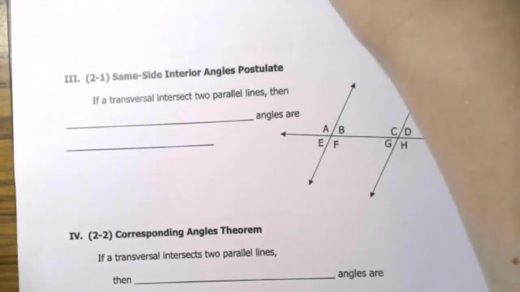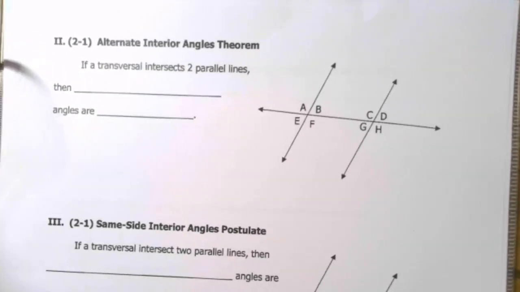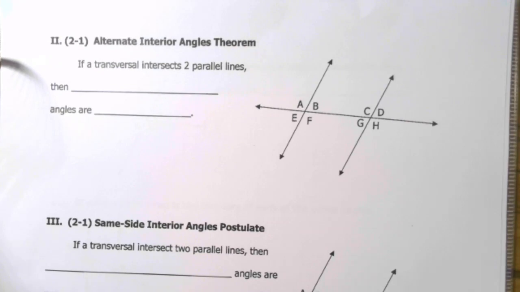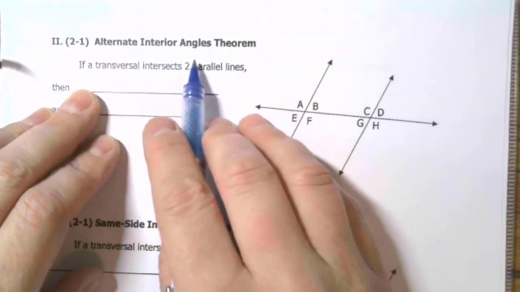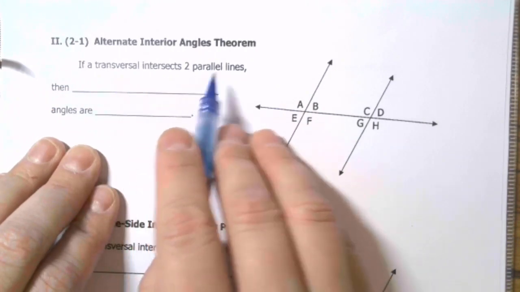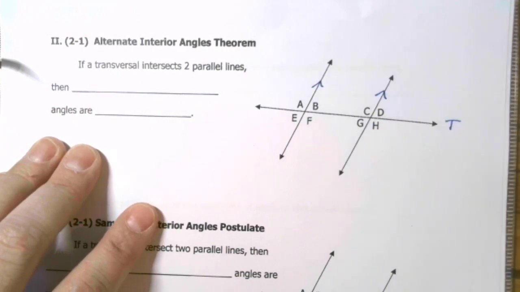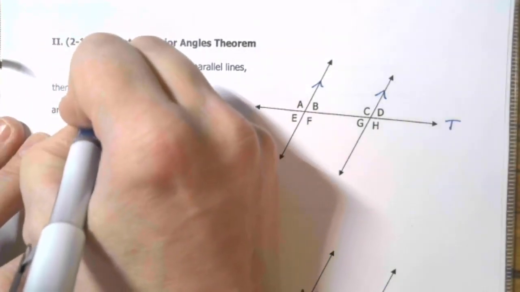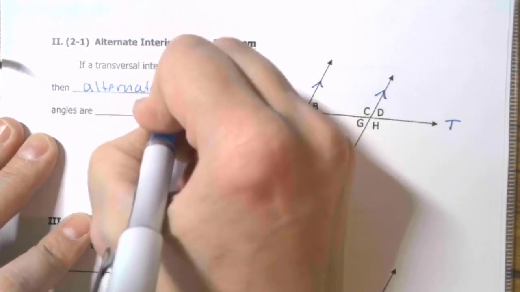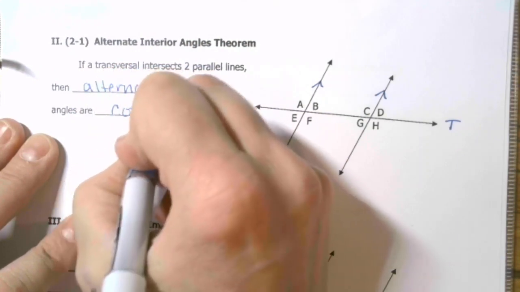All right, flip the page. The nice thing about the theorems in this section is that they all have titles, which means you don't have to write out the entire theorem. You can just write the title. Here's the first one. Alternate interior angles theorem. It says, if a transversal intersects two parallel lines. Okay, so here's our parallels. That's our transversal. Then, alternate interior angles are congruent.